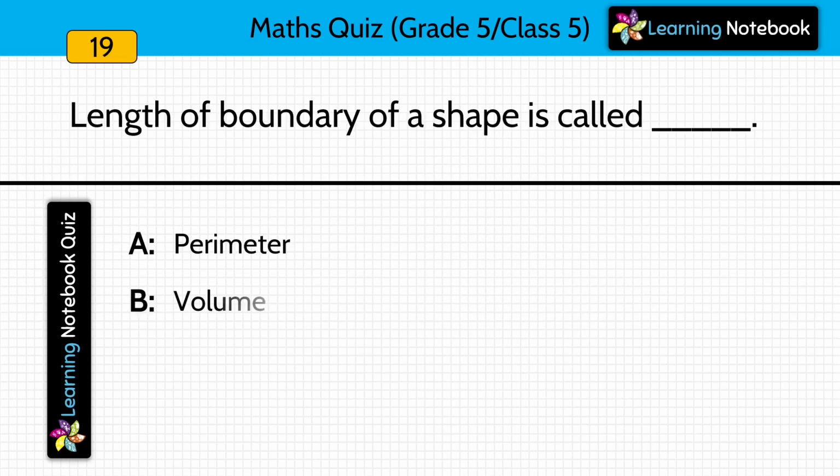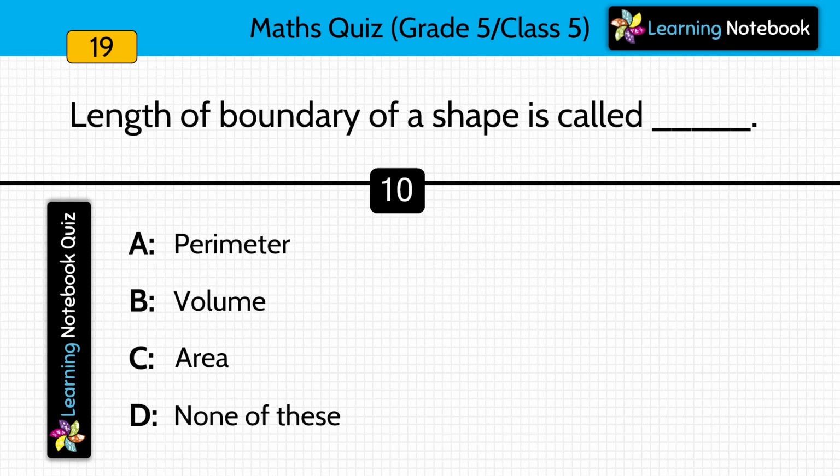Length of boundary of a shape is called dash. Is it called perimeter, volume, area or none of these? Answer is option A, perimeter. Length of boundary of any shape is called its perimeter.